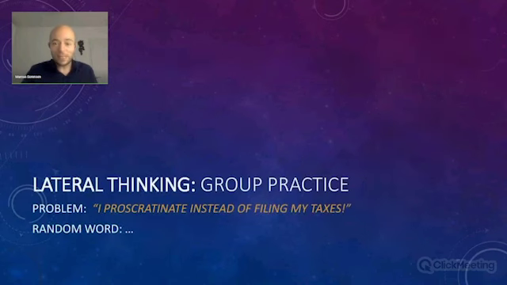We're going to do an example together now. So I've defined the problem. I procrastinate instead of filing my taxes. This happens every year. So the random word, I'm just going to ask everybody who's present to choose a number between 1 and 6. So please, everybody, write a number between 1 and 6, and I'm going to choose a table and a column and a row and a word based on what you write.